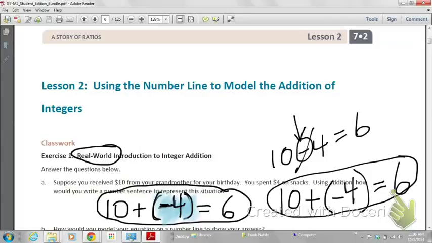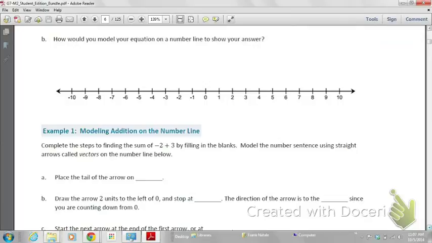Okay, so let's go ahead and do B. So now B, use this number line there. How would you model your equation on a number line to show your answer? So go ahead and do that and come on back.